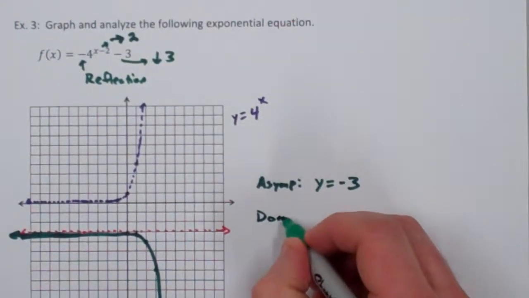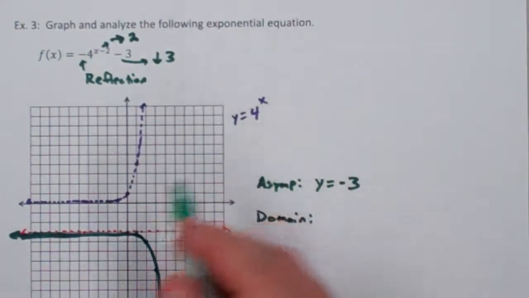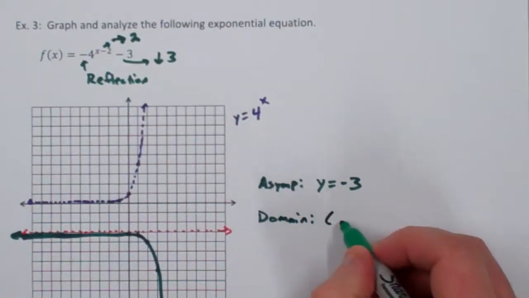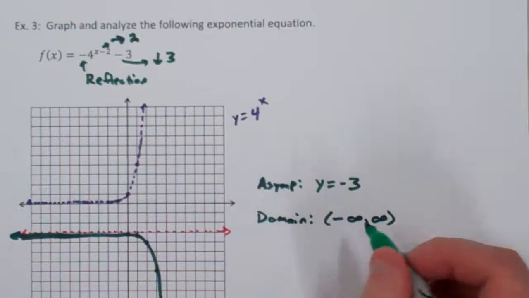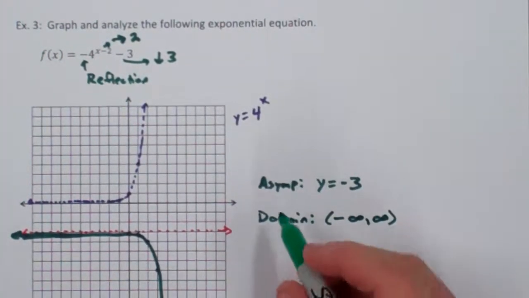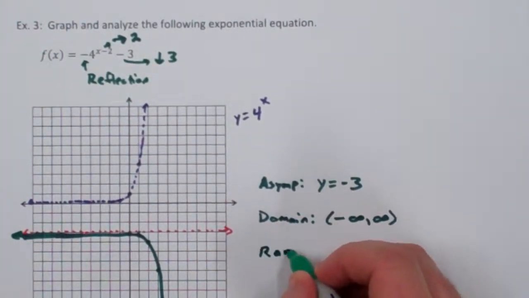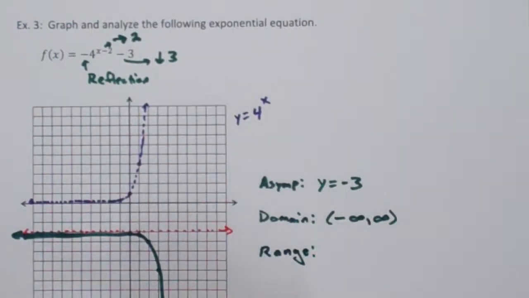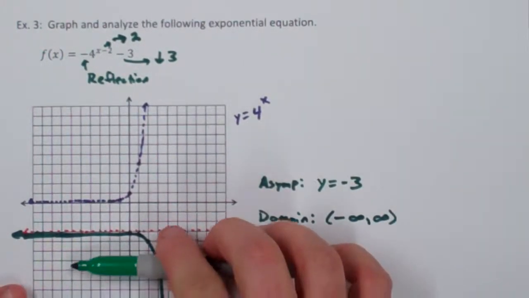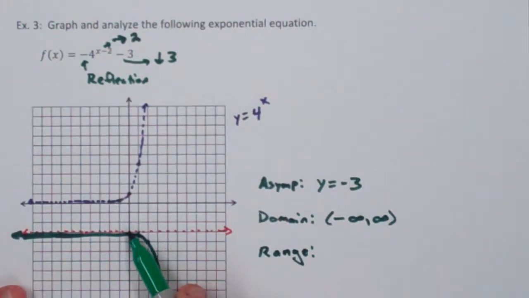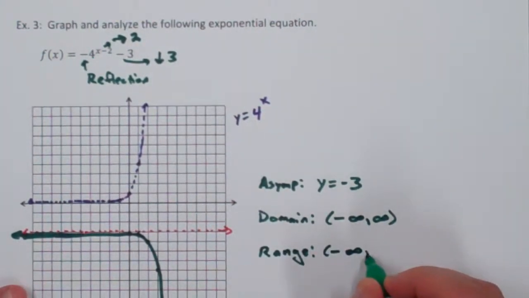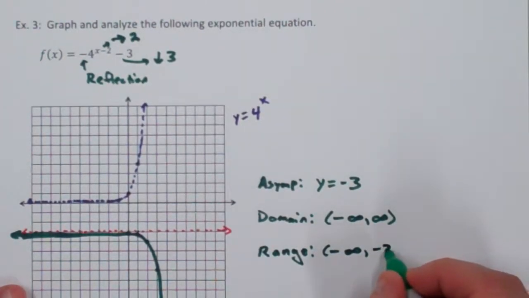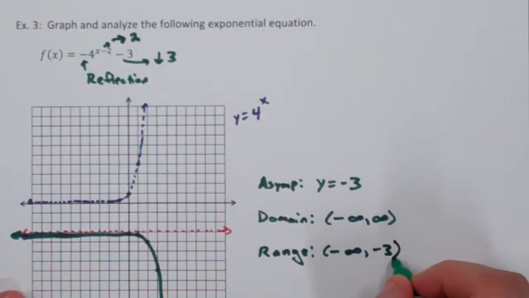For the domain, anything really is possible for x. We can plug in whatever we like. So negative infinity to infinity. It's the same for all of them, for all these exponential ones. And then the range is going to be a little different. This graph exists from negative infinity up to, but not including negative 3. So we need to go from negative infinity up to, but not including negative 3. And that's it.